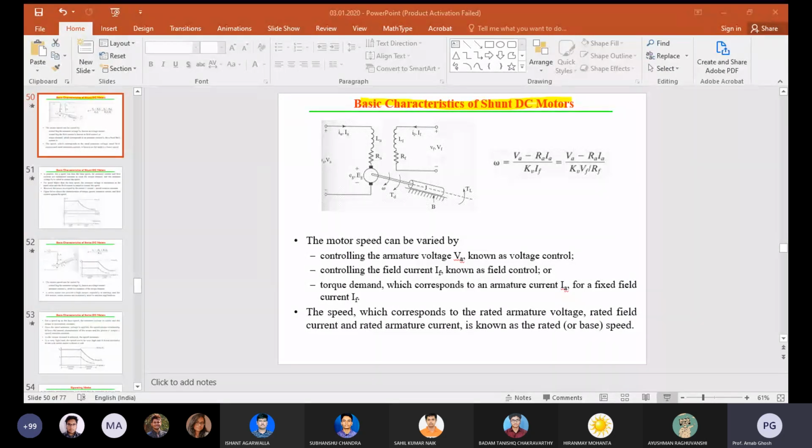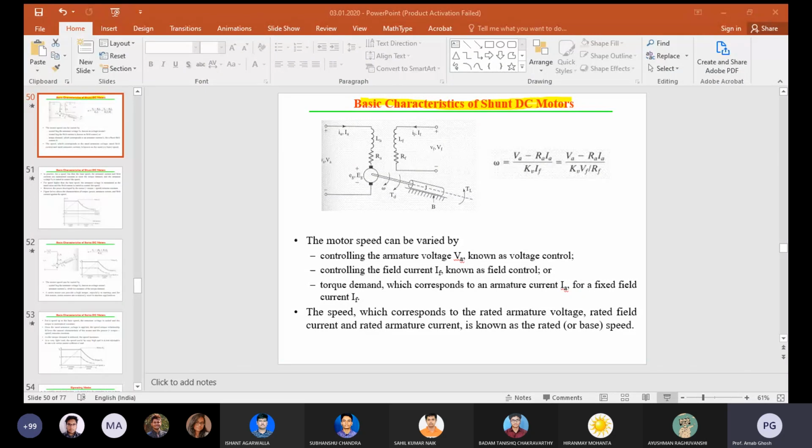So at that value, the armature current and the field current are maintained constant to meet the torque demand, and the armature voltage VA is varied to control the speed. For speed higher than the base speed, the armature voltage is maintained at the rated value, and the field current is varied to control the speed. These are all very basic.